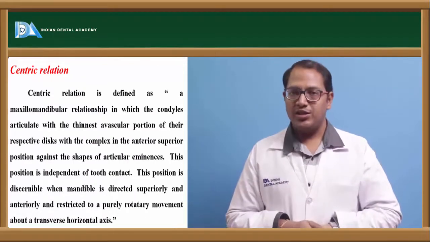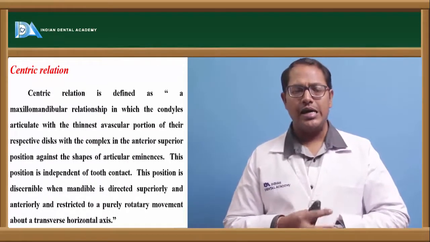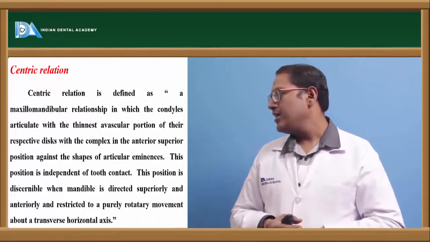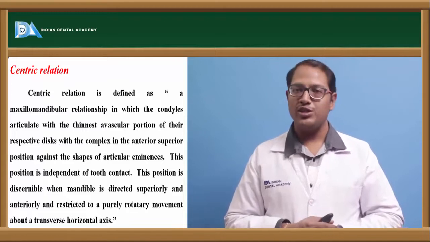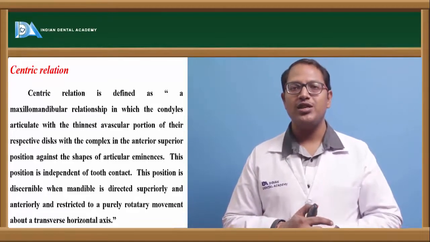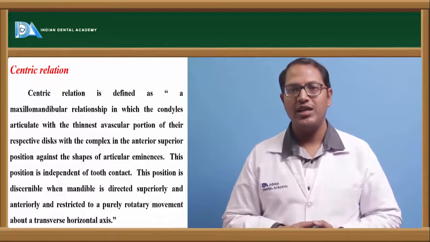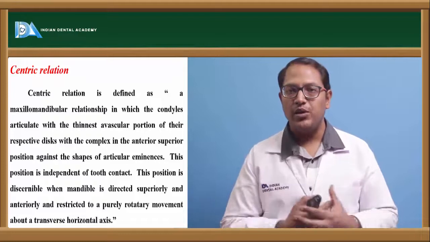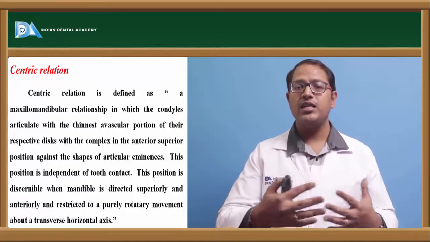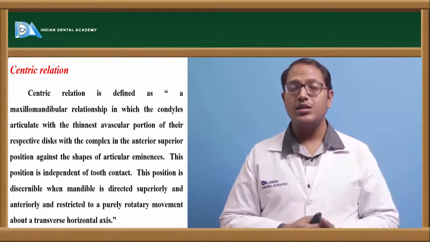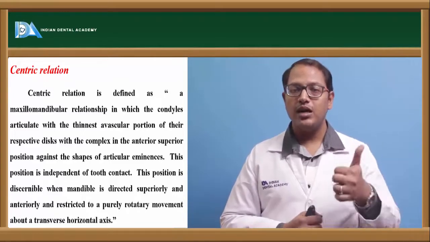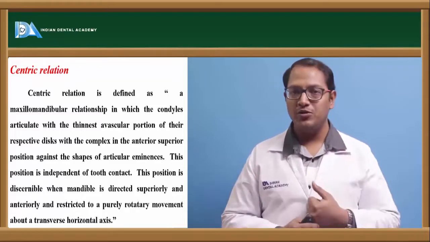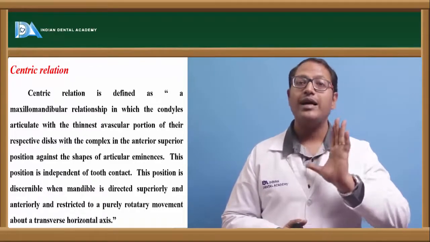Coming to the centric relation definition, the most awaited, asked, expected question by any examiner is the centric relation definition according to GPT-8. As a prosthodontist, this definition is very fascinating for everyone because it has been developing over years from GPT-1 till now. There was a change in the position. Earlier it was the RUMP position. RUMP is what? Rearmost, uppermost, midmost position. The condyle was thought to be over there. First it was thought to be the rearmost, back position.